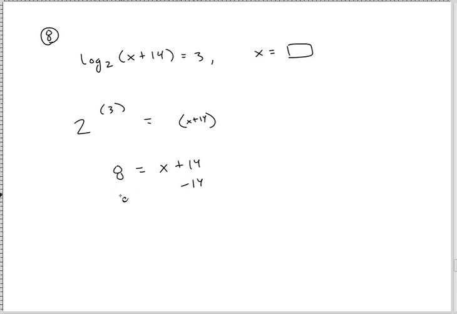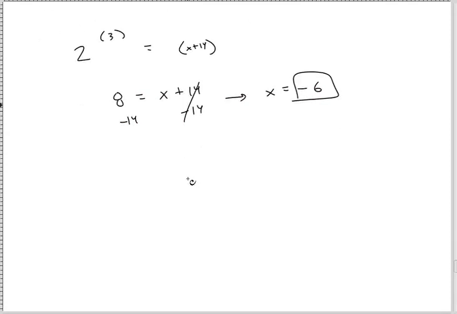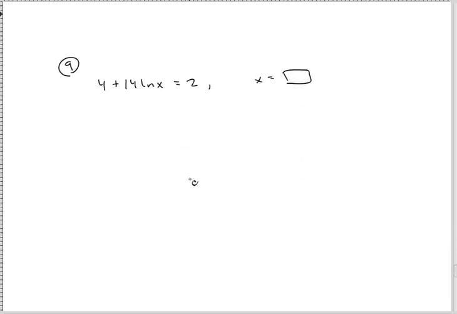Minus the 14 on both sides. And so we get x is equal to, I'm just going to verify. It's like 6, I'm sure. Yep, negative 6. Okay. Good. That was it. Not too bad. So friends, that's a good technique once in a while. Okay, what about this guy?